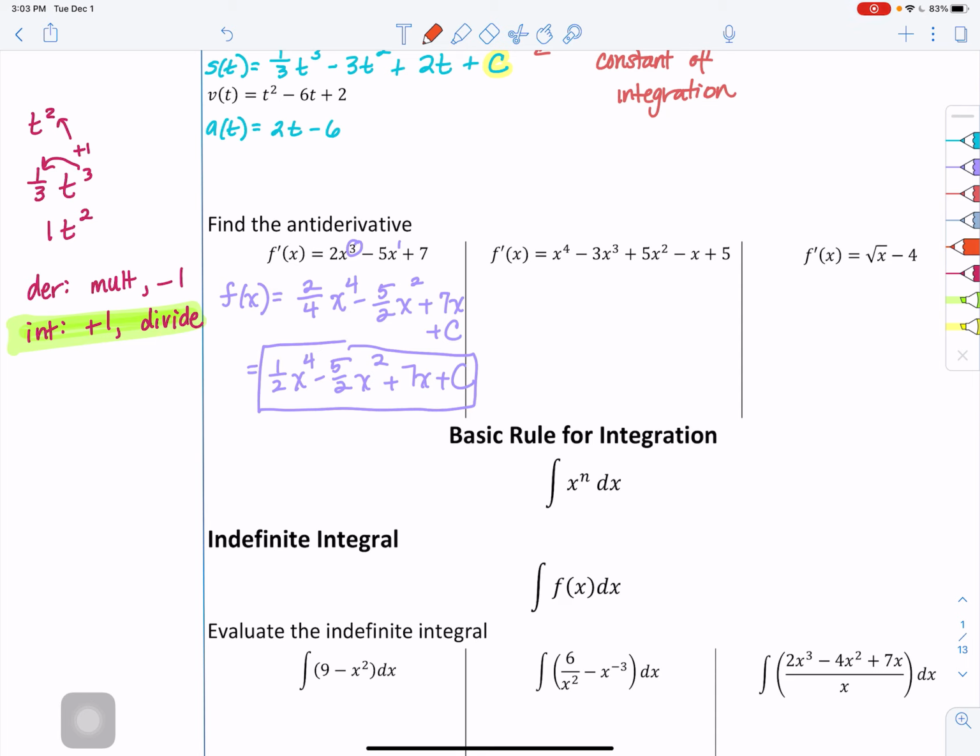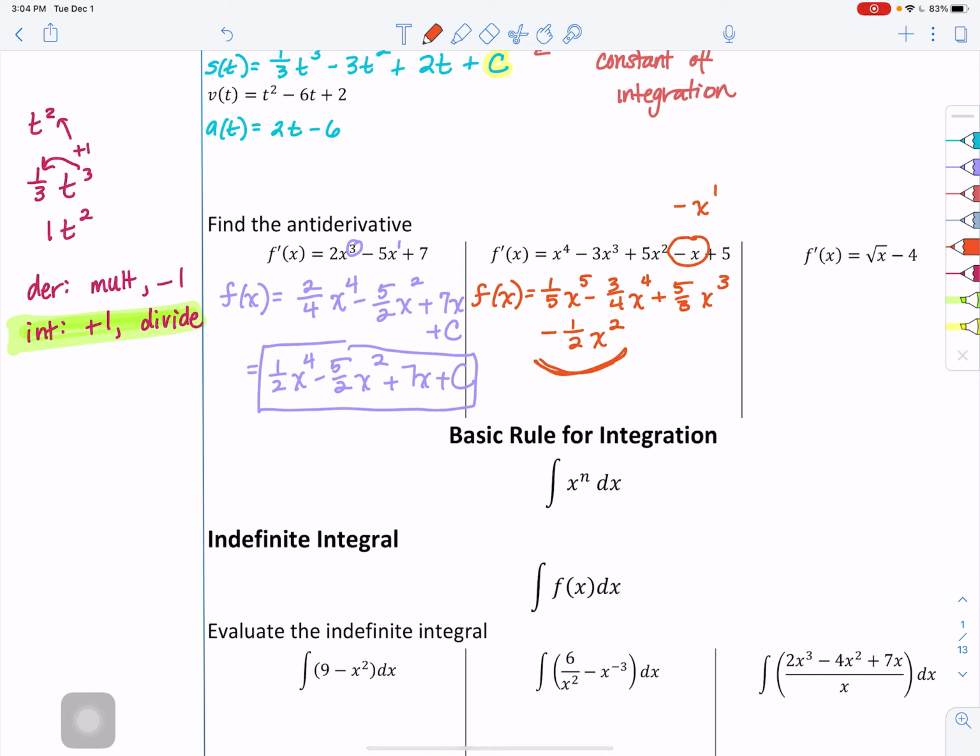Okay, I'll switch colors just so I don't jumble up. F of x, they gave us f prime. Add 1 to 4, and it's a 5, so 1/5 x to the 5th. Minus, add 1 to 3, it's a 4, so 3 over 4 x to the 4th, plus 5 over 3 x cubed minus, now be careful here, this minus x is a negative x to the first power, okay? Remember, we're going to add 1 to that 1, so it's a 2, and divide, so it's a negative 1/2 x squared.